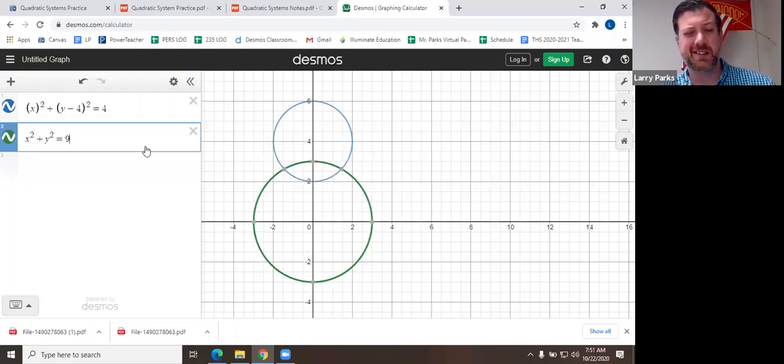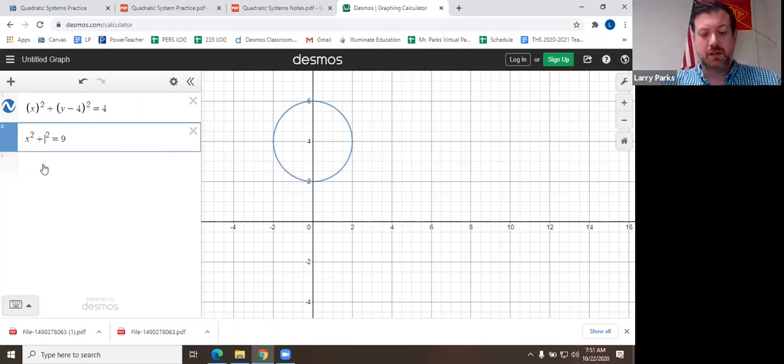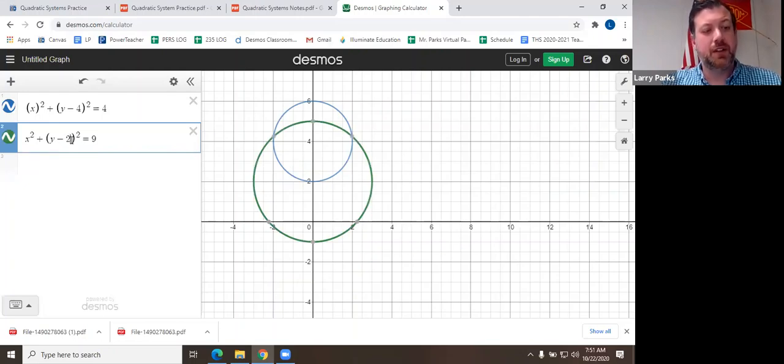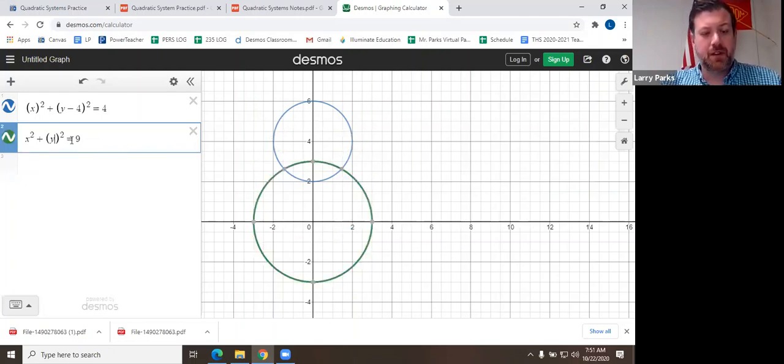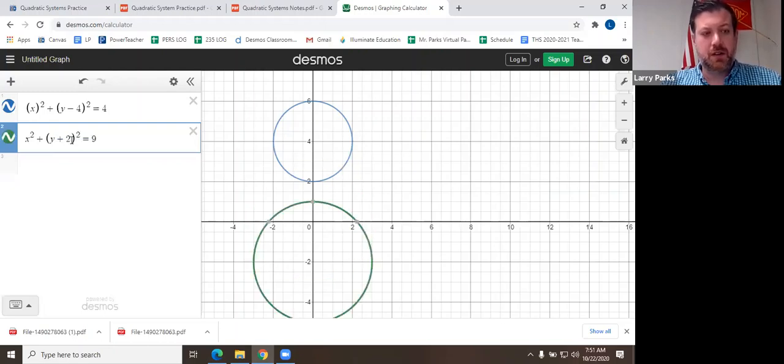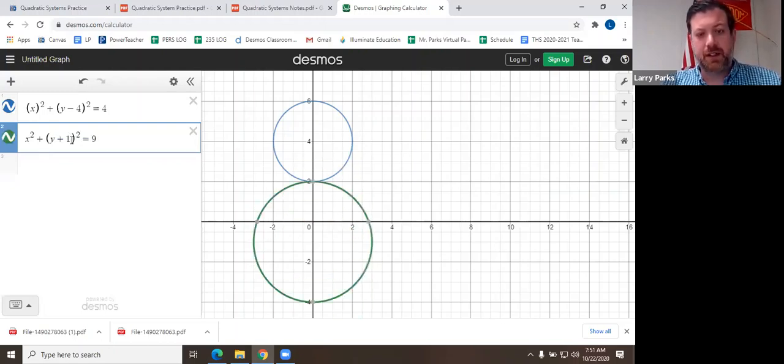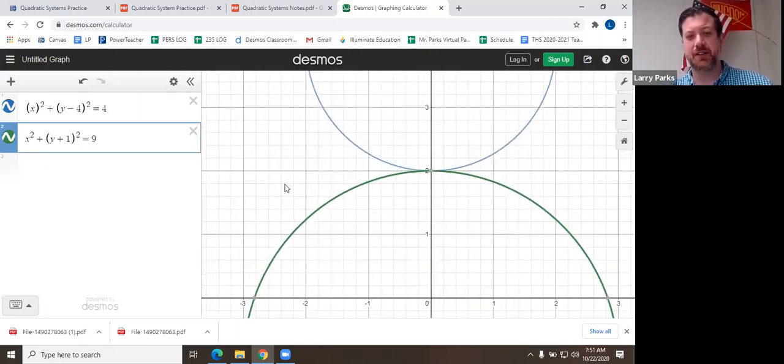Perhaps let's do that. What if I, oh, that's not what I wanted. There we go. Took me a second to think of that. So now what are the solutions? How many? 1, at (0, 2). They intersect at one spot.